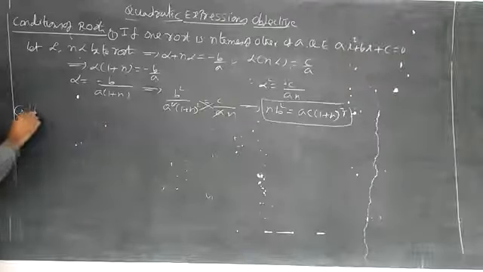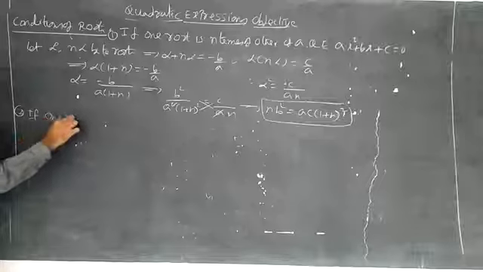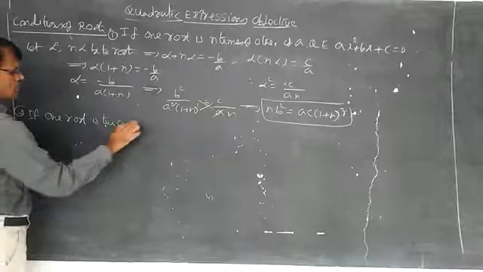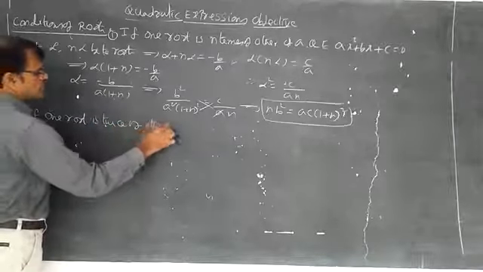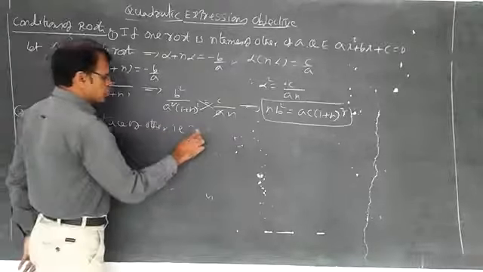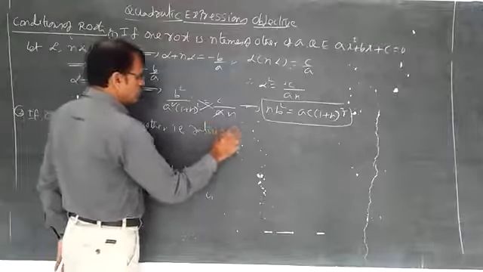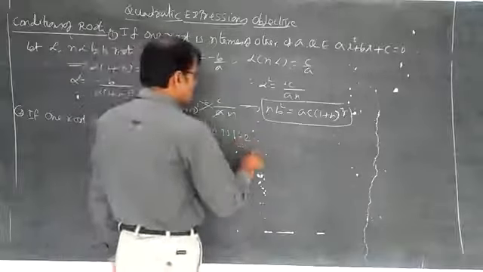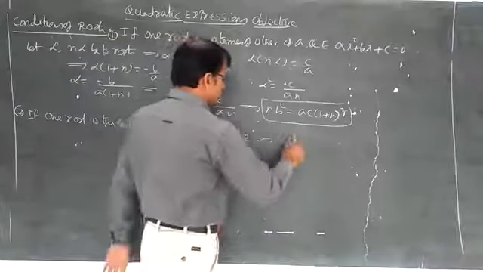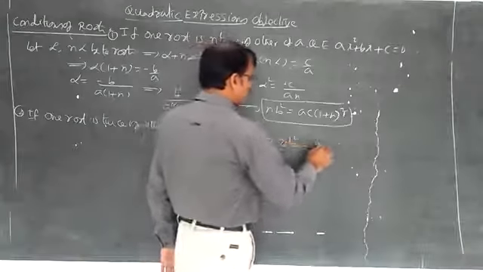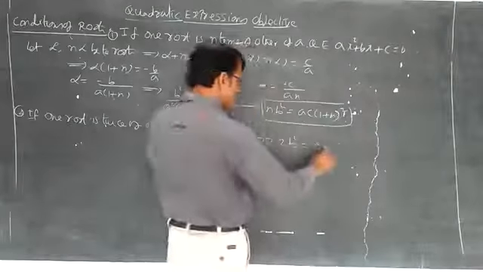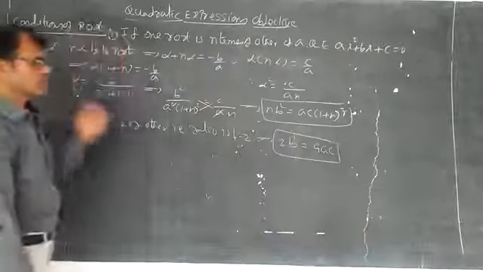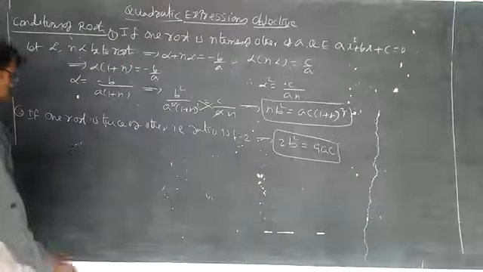Now if one root is twice the other, that is, the ratio is 1 is to 2, put n equal to 2. So 2b square is equal to 1 plus 2 whole square, that is 9ac. This formula is important for applications of differentiation rules and Lagrange's mean value theorem also.